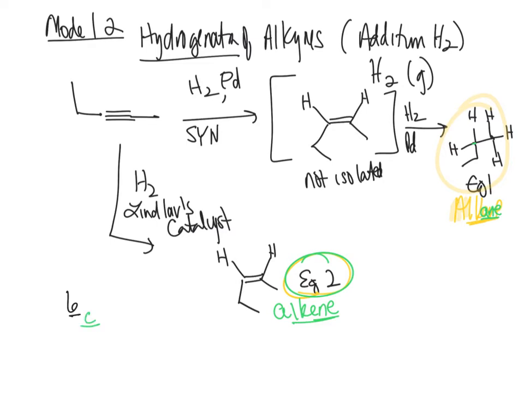6C, describe what is different about the reagents that results in the formation of different products in equation 1 and 2. Well, what do they both have? They're both using hydrogen gas. Now, what is Lindlar's catalyst? Okay, Lindlar's catalyst is poisoned palladium. So you can see Lindlar's catalyst in your textbook, and it's basically palladium that has been poisoned with barium sulfate and quinoline.